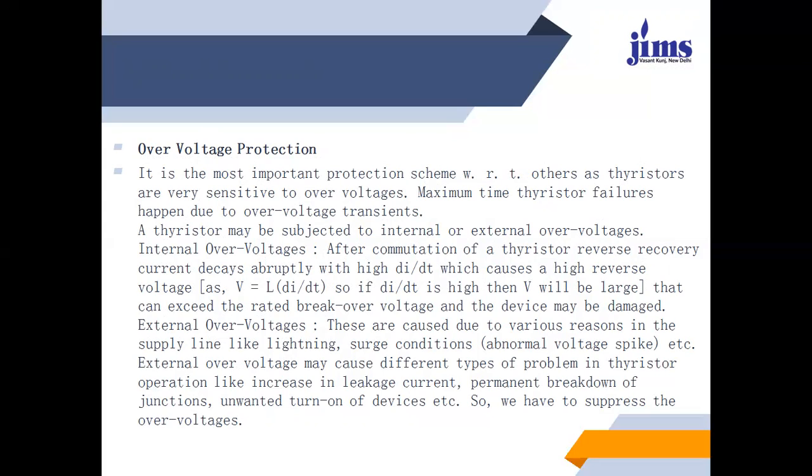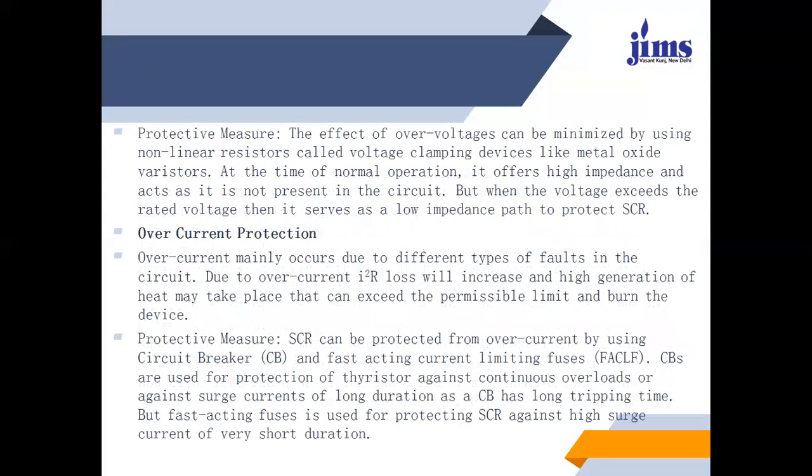So we have to suppress the overvoltages. For this, the effect of overvoltages can be minimized by using non-linear resistors called voltage clamping devices, like metal oxide resistors. At the time of normal operation, it offers high impedance and acts as if it is not present in the circuit. But when the voltage exceeds the rated voltage, it acts as a low impedance path to protect the SCR.